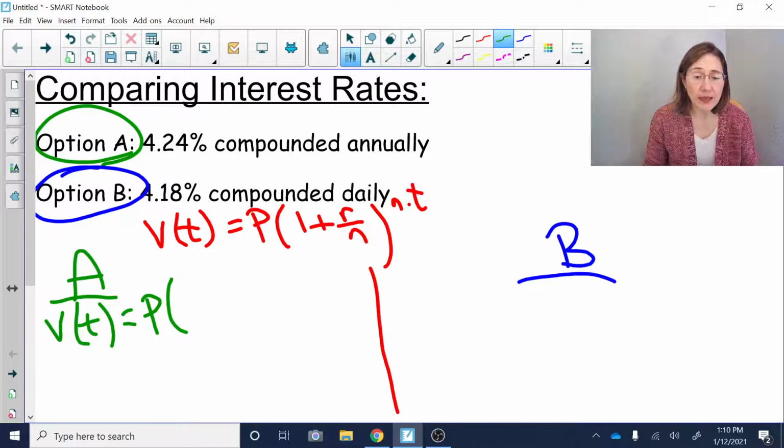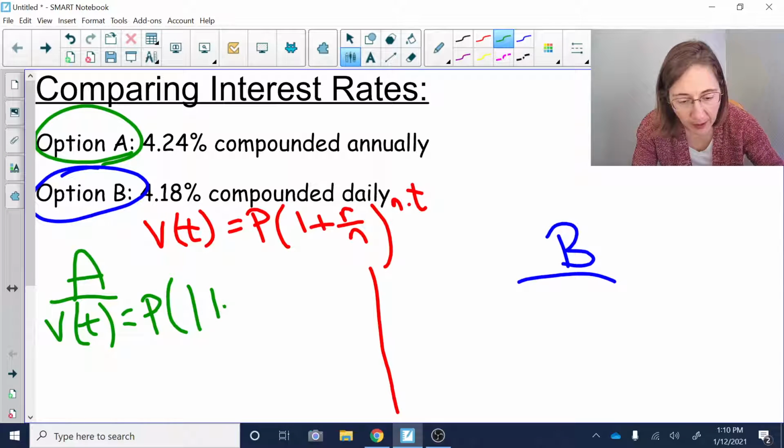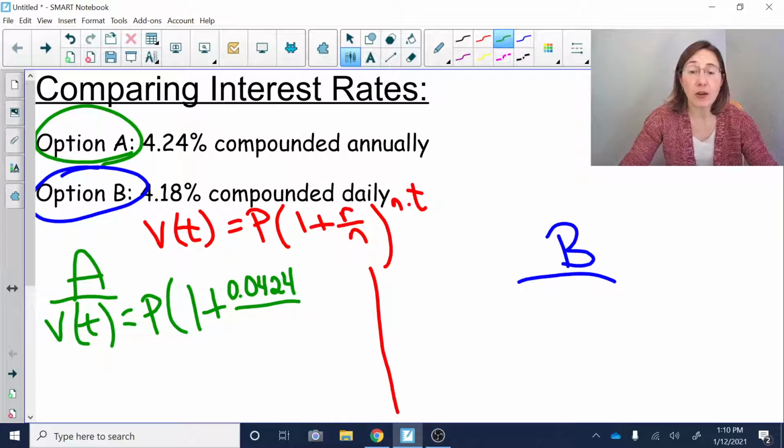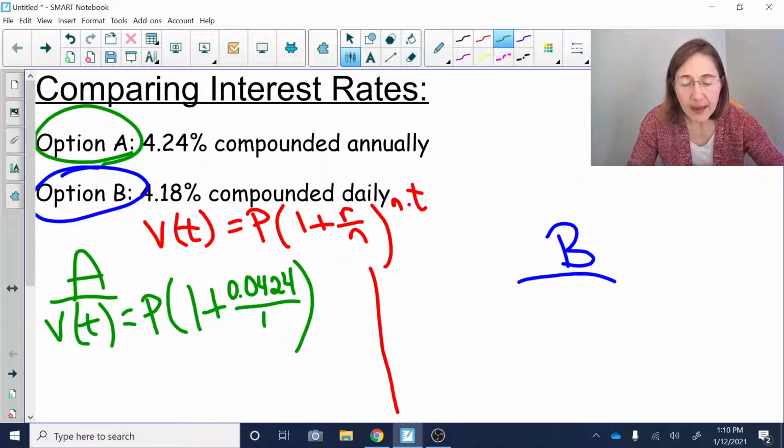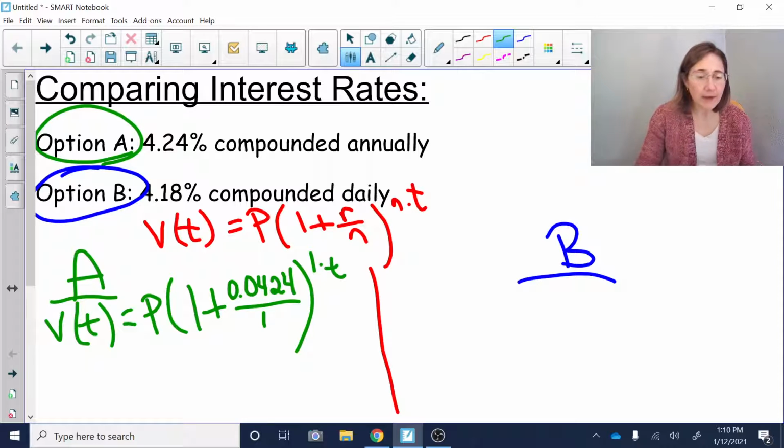1 plus the rate. So that rate, what's the rate for option A? See that 4.24? Now, I know you see a decimal point in it. We still have to slide that decimal point over 2 places. So we'd be talking a 0.0424. I'm going to add that, okay, so let me write that down. 1 plus 0.0424 divided by, what is my n value? How many times is it compounded a year in option A? Just that one time a year because it's annually. So that's over 1. And then for my exponent, it would be 1 times t. So I've got everything filled in there.